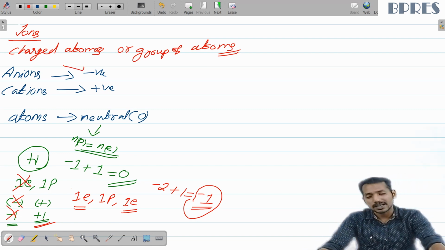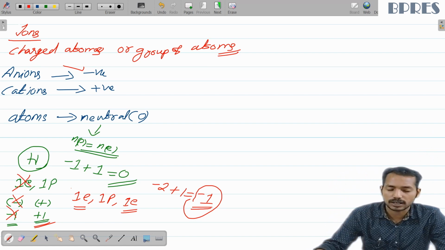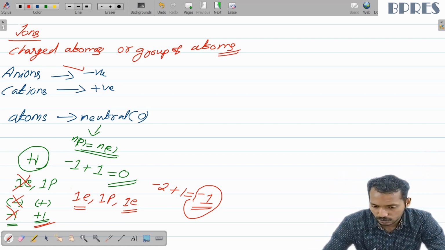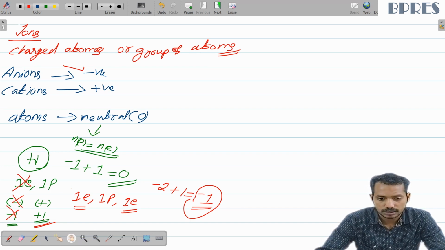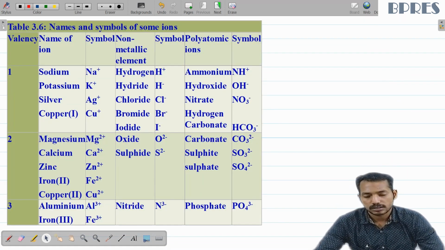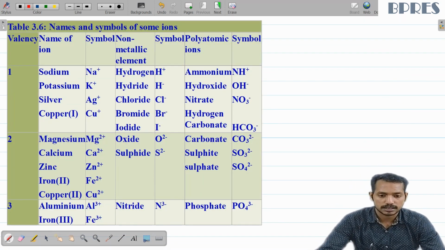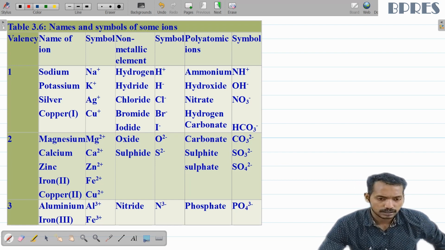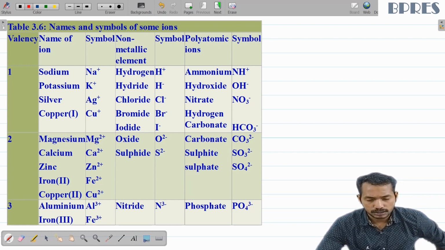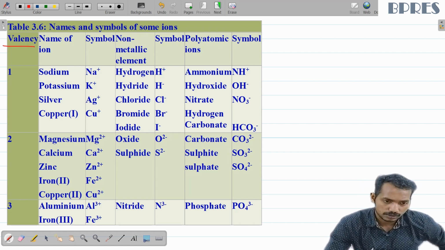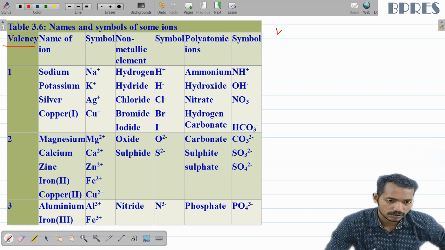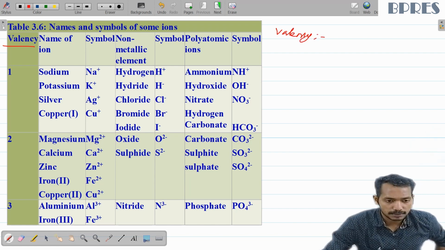This is the basic concept regarding the structure of the atom. We will get a clear idea when we discuss it in the next chapter, so don't worry about it. Table 3.6 is very important. Let's see table 3.6. Table 3.6 consists of some symbols and charges of the elements. It's very important. Here one more term is given, that is valency. Valency also represents charge. Valency is the combining power of an element.